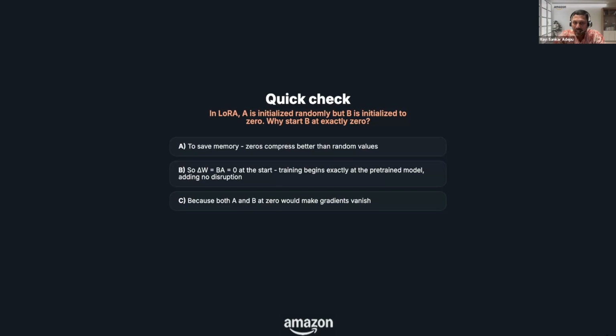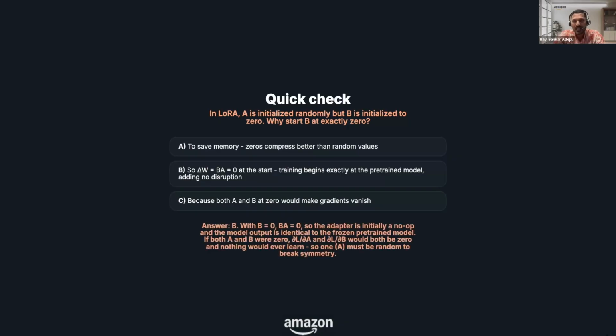But here is the subtlety that makes it a good test of understanding. If you look at option C, why not set both A and B to 0? Because then you're stuck. If both are 0, the gradients to both are 0 and nothing ever moves. The adapter is frozen dead. So you need one of them to be random to break the symmetry and the other to be 0 to keep the starting update clean. So you randomly initialize A and you start B at 0. That's the recipe.